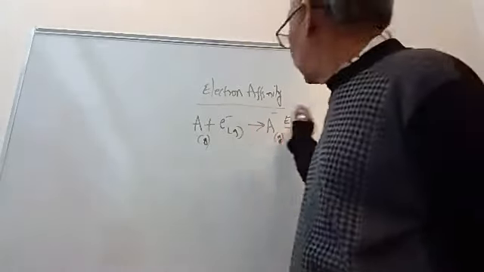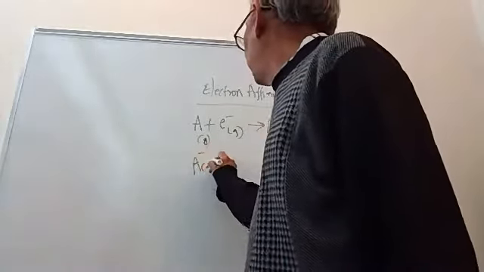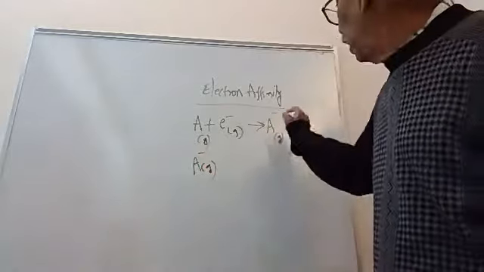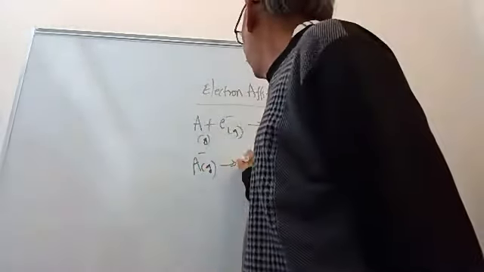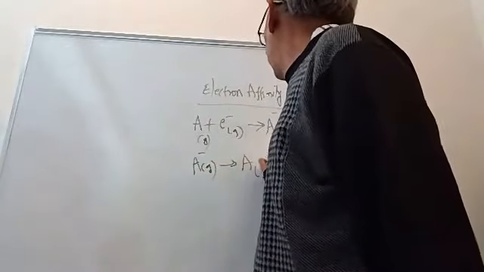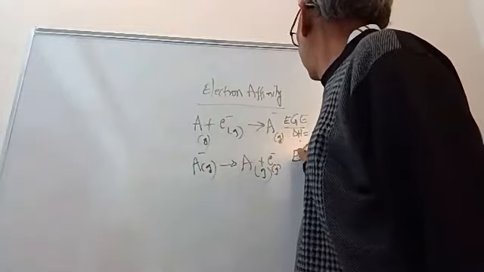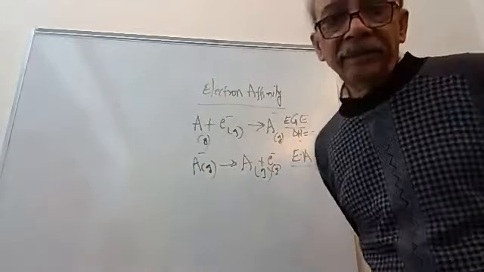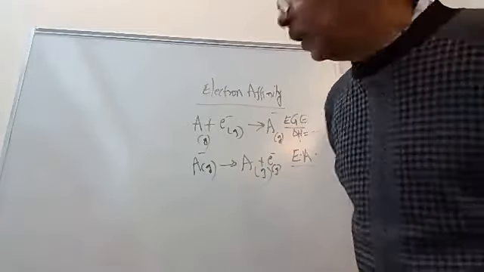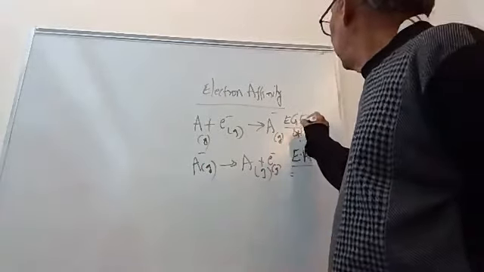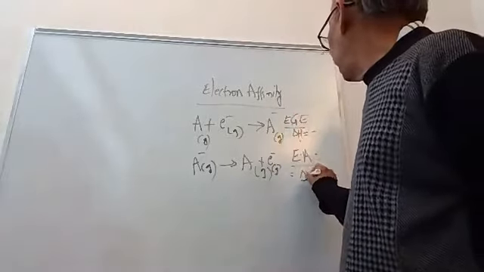What I'm going to do is the reverse of this. I take the species A minus, which is made by adding an electron to a neutral atom, and try to get back my electron. That one is called electron affinity. See the difference between electron gain enthalpy and electron affinity. So for electron affinity, if the electron gain enthalpy is exothermic, this must be endothermic.